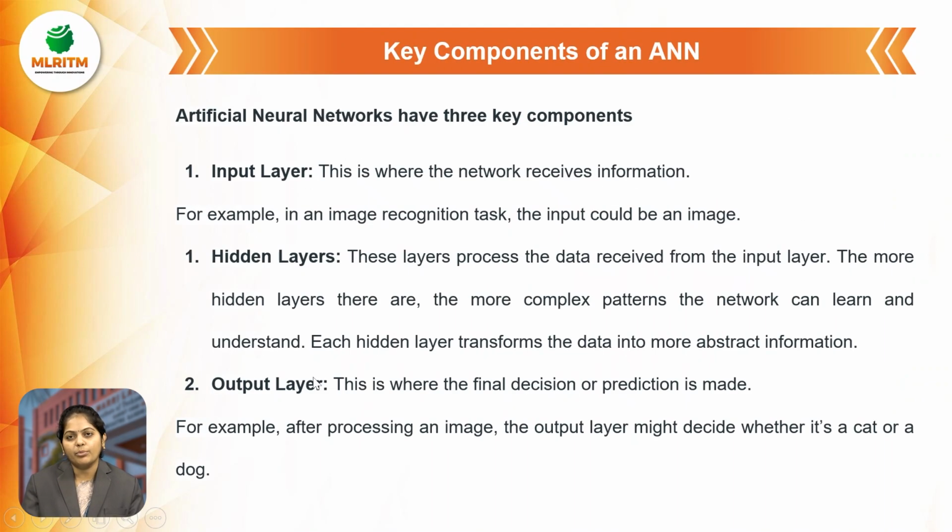Let's see the key components of artificial neural networks. Basically, we have three different layers. The first one is the input layer, the second one is the hidden layer, and the third one is the output layer. The input layer is where the network receives the information. For example, in an image recognition task, the input could be an image.